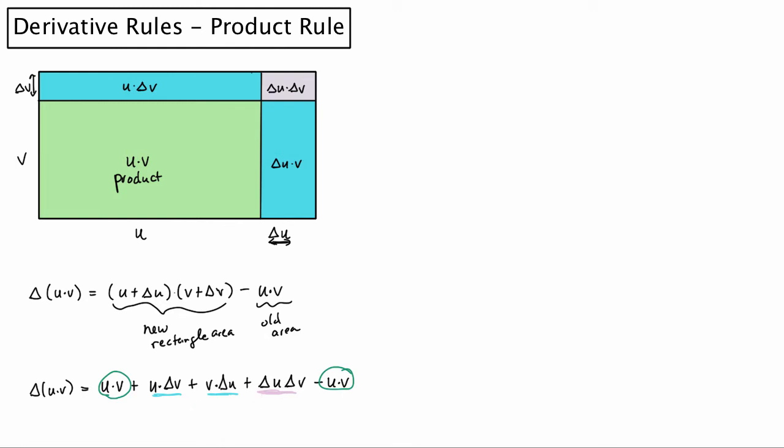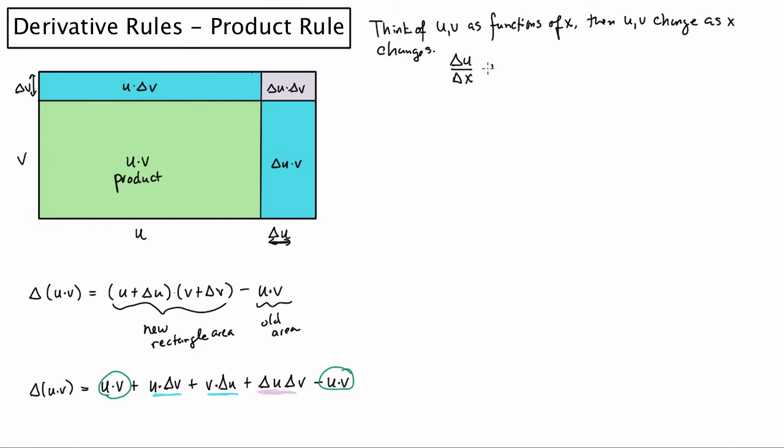Now, how does the size of U and V change? Well, if I think of U and V as functions of x, then U and V change as x changes. In particular, I can think of the change of U with respect to the change of x. As the change of x goes to 0, we know that this represents the derivative of U with respect to x.